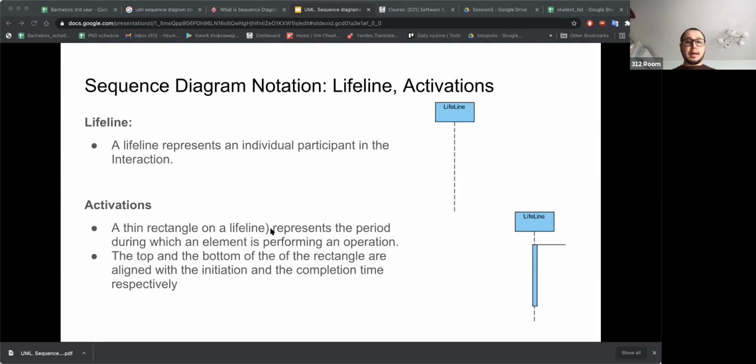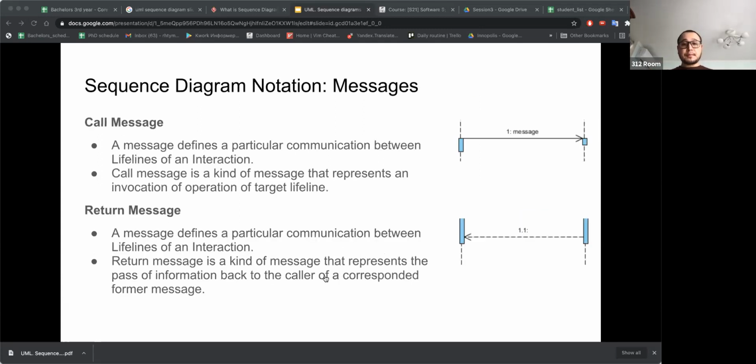And activations, basically, whenever some operation is started and operation ends, you have to represent this duration within this blue, let's say, vertical box. So basically, this is the life cycle of that operation. Within your system, you may have several such operations, several such activations.